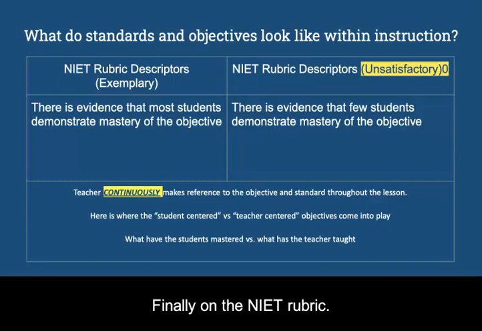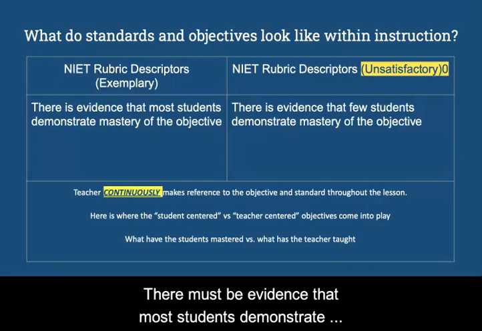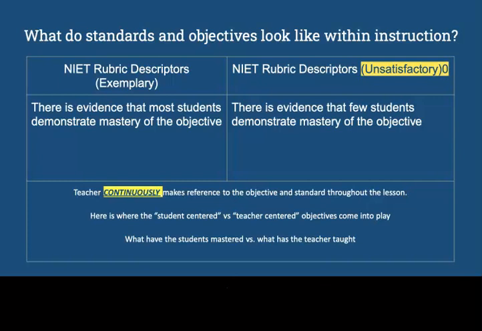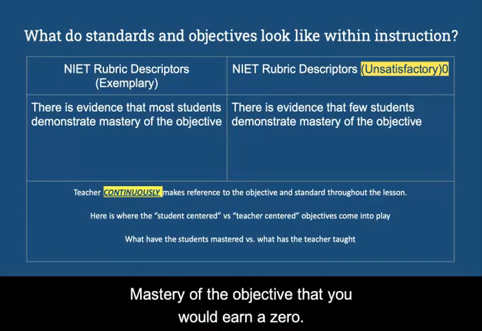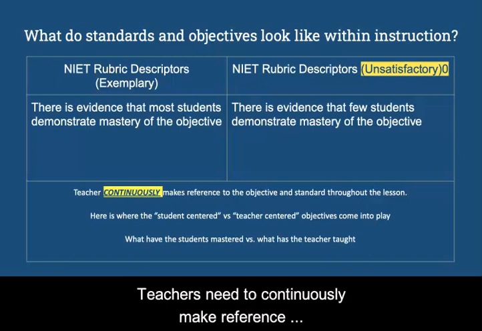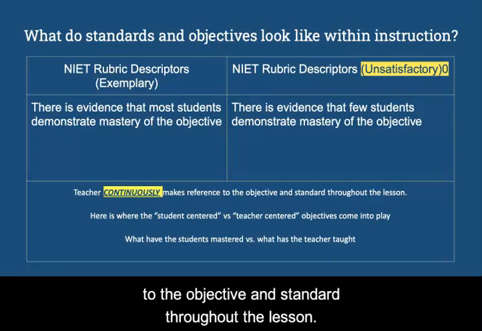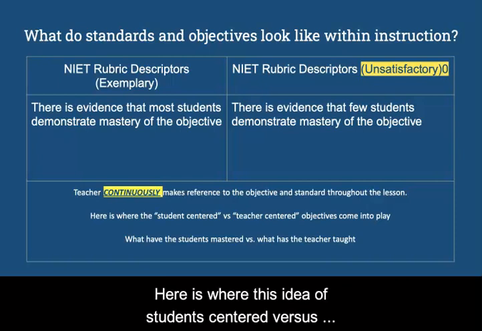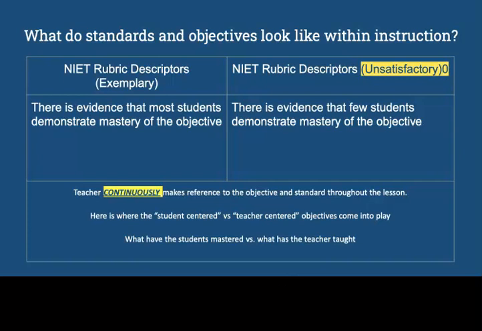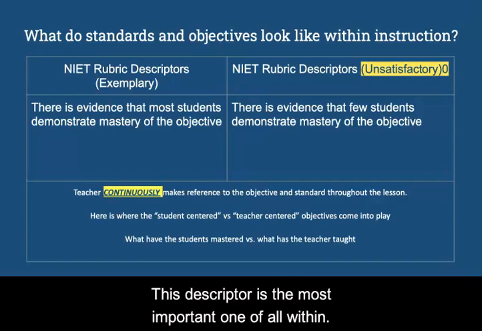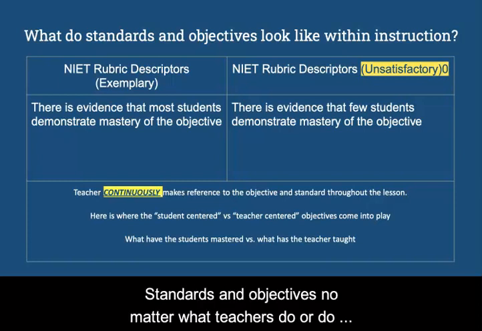Finally, on the NIET rubric, we also have that there must be evidence that most students demonstrate mastery of the objective. You will notice that if few or no students demonstrate mastery of the objective, you would earn a 0. Teachers need to continuously make reference to the objective and standard throughout the lesson. Here is where this idea of student-centered versus teacher-centered objectives comes into play. This descriptor is the most important one of all within standards and objectives.